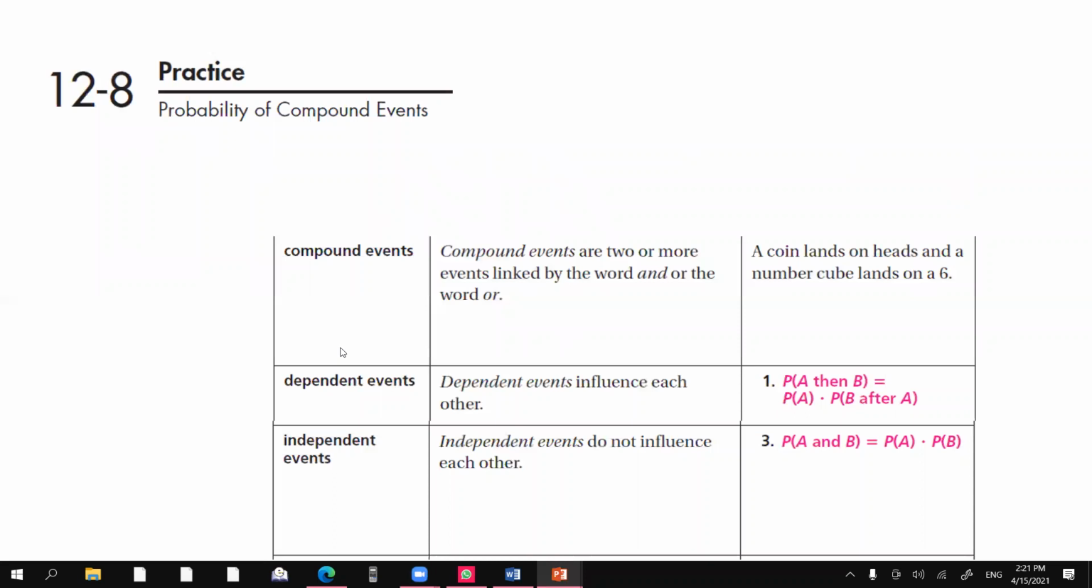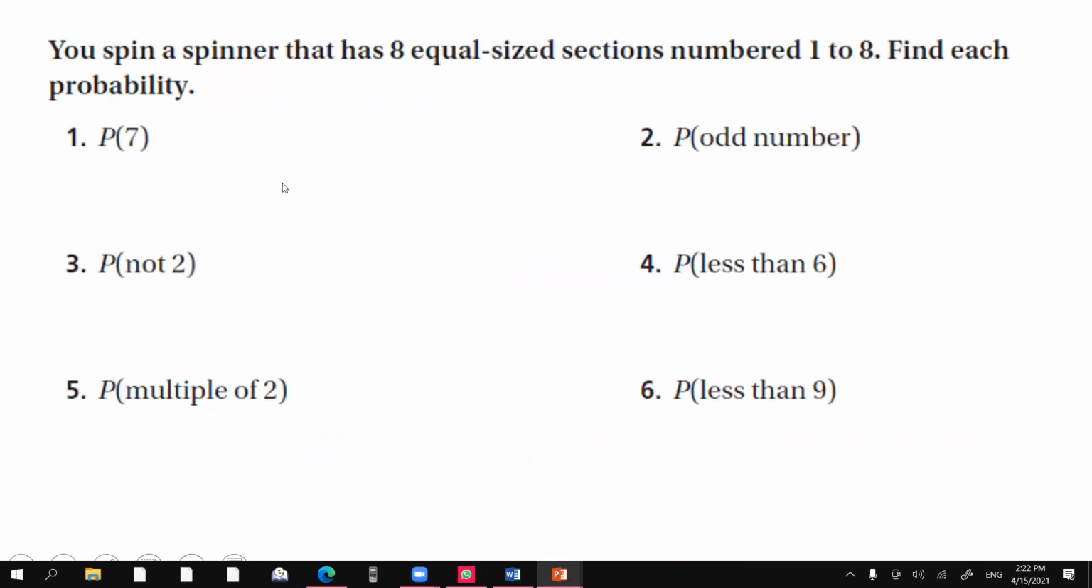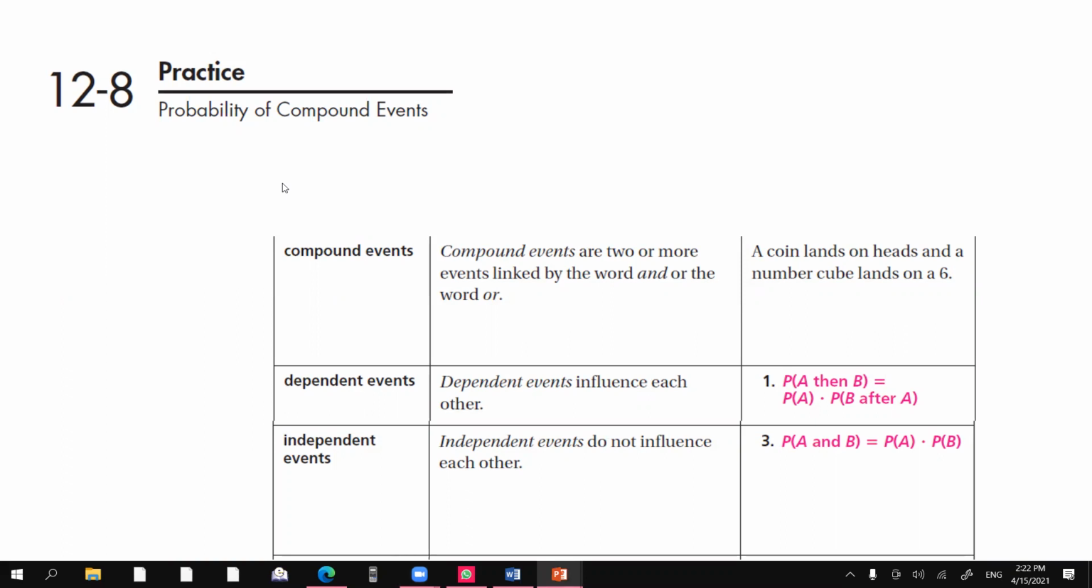Now, let's talk about our last lesson, which is the probability of compound events. As I told you, compound events means I'm talking about two or three events that are combined in one event. In this lesson so far, we dealt with the probability of 7 and the probability of less than 6, so I was dealing with a single event. But compound events are two events combined in one event.